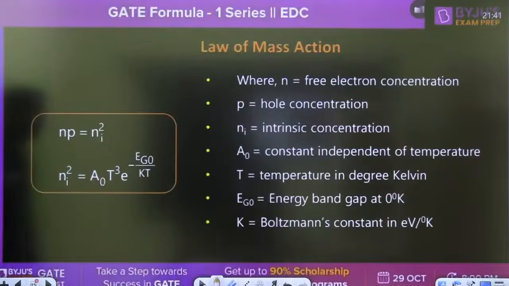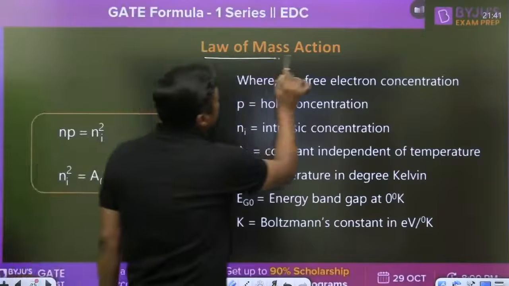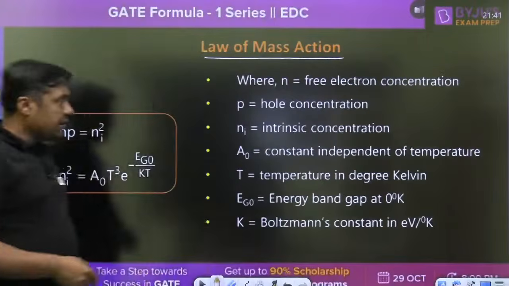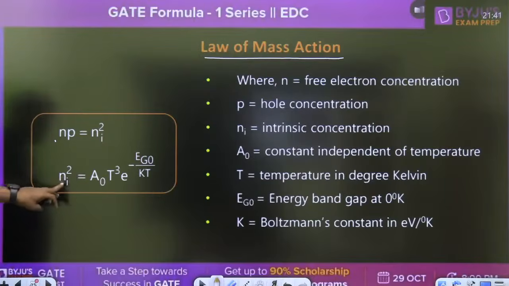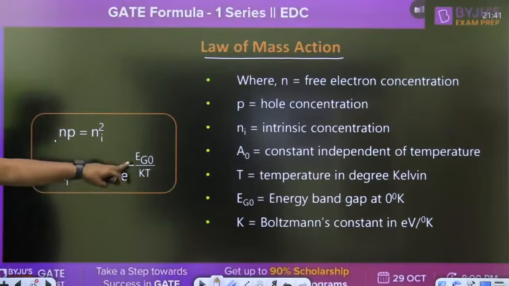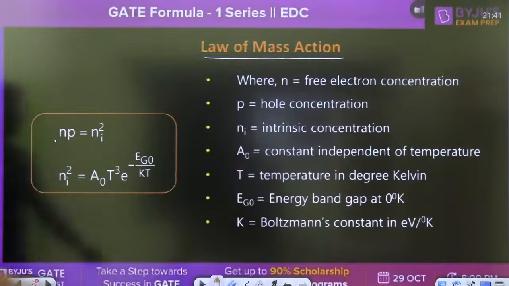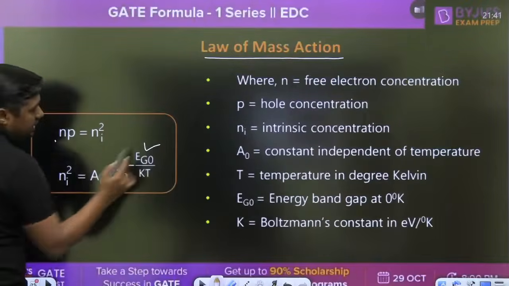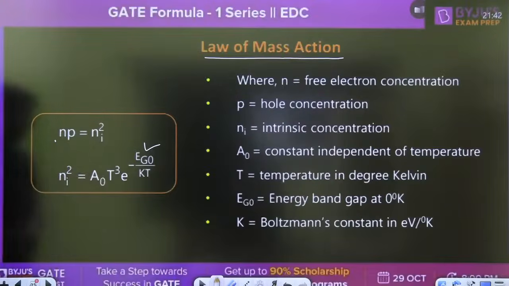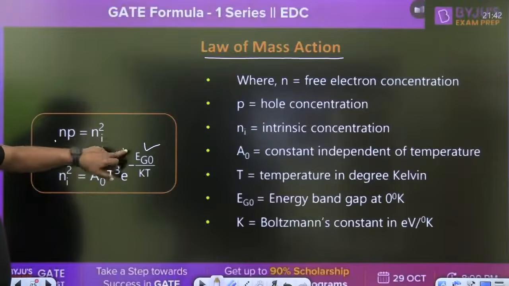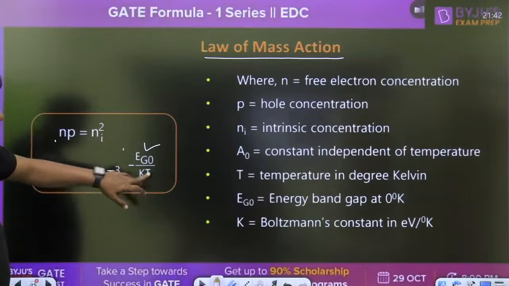Now, law of mass action. It is written content, but it is simple. np is equal to what? ni squared, where n is the concentration of electrons and p is the concentration of free holes. ni squared, the intrinsic carrier concentration, is given by A0 T cubed e raised to power minus Eg0 by kT. Eg0 is the gap energy exactly at 0 degree Kelvin, the energy band gap at 0 degree Kelvin. k is the Boltzmann constant, T is the temperature.